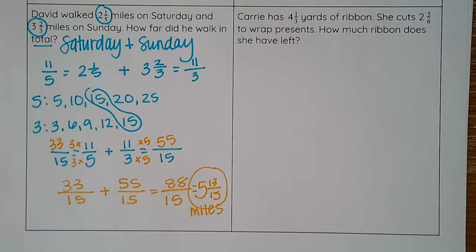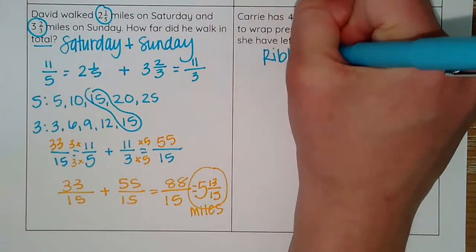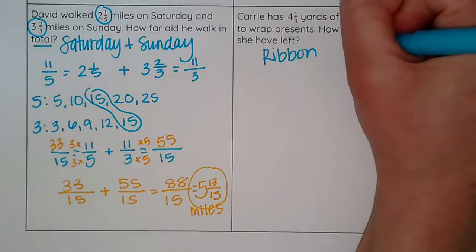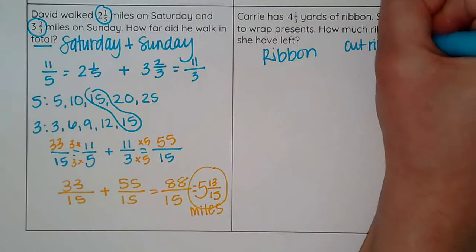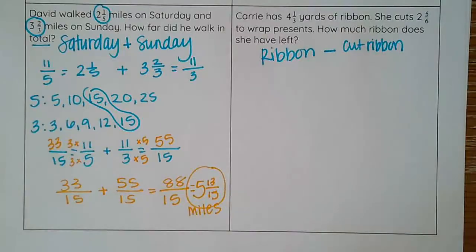All right, we've got one more, and it says that Carrie has 4 1/3 yards of ribbon. She cuts 2 5/6 to wrap presents. How much ribbon does she have left? So we know she started with ribbon, and then she cut ribbon. So I'm losing ribbon. I'm getting rid of it. So therefore, I am subtracting.